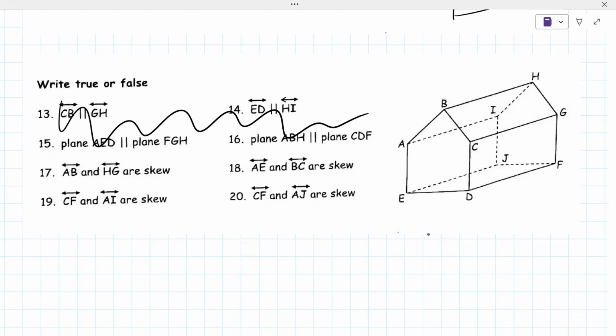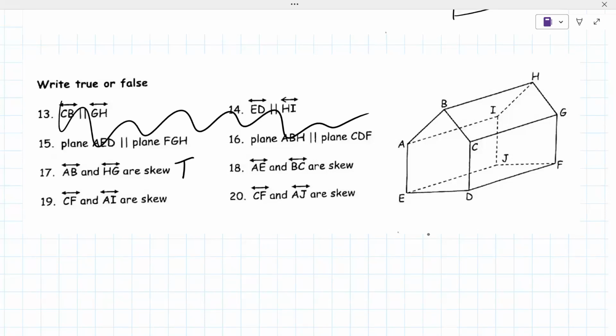You have some answers for me? I have 17 and 19. Okay, that's good enough. I just like to have you try some to put you out there, in that uncomfortable zone. What did you say about 17? I said it was true.